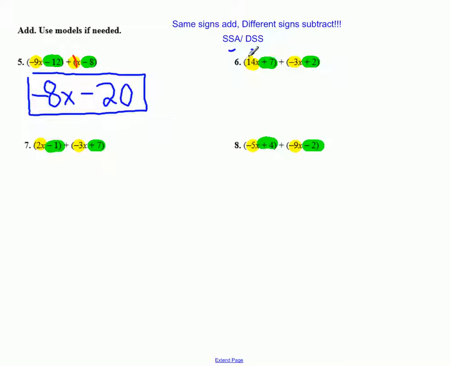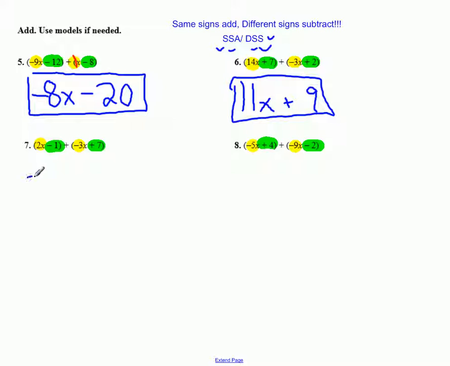Moving over to this one, 14 and negative 3, different signs subtract. I said it again. So I subtract them and I get 11x, and my 11 will be positive because 14 is larger. And then over here, 7 plus 2, same signs add, plus 9 will be my final answer over here. 11x plus 9.